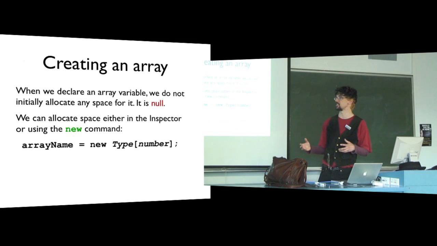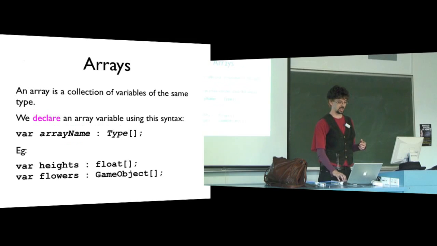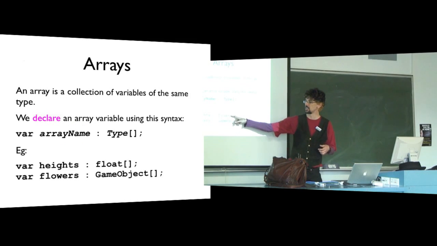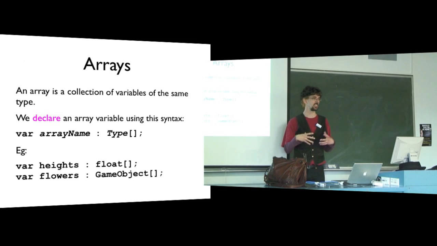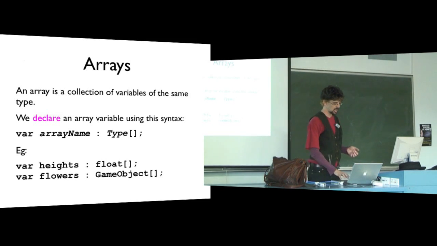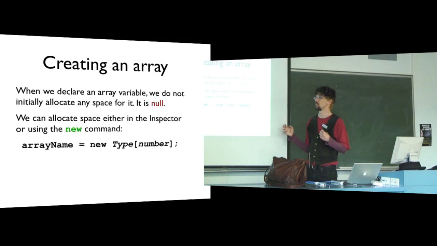That declares the array, but it doesn't actually allocate any space to put things in it, because we haven't said how many things we want. This is like declaring a variable to be a float without saying what the value of the float is. Now we're declaring it to be a float array, but we haven't said how many things are in that array, so we haven't actually given it a value yet. Initially that's going to be null, which, if you'll remember, is the nothing object.